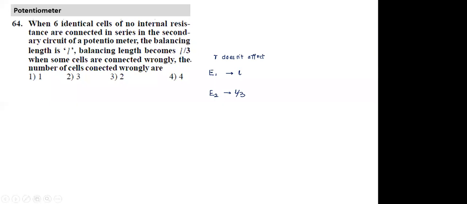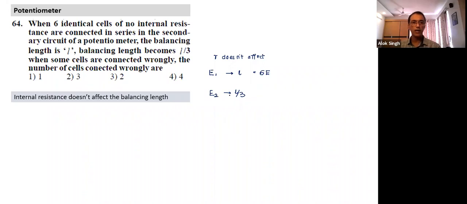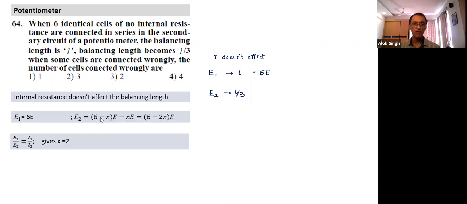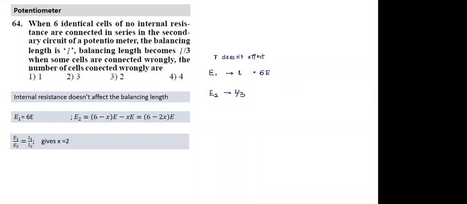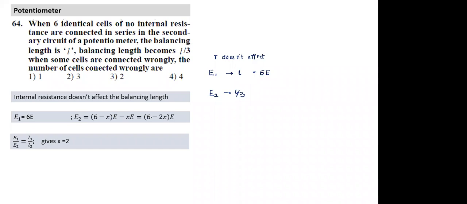There are 6 cells, we can replace them with an equivalent battery. Each one has EMF E, so the equivalent is 6E. If some cells are connected wrongly, internal resistance, the first point, does not affect the balancing length. Now E1 by E2: E1 is equal to 6E. What is E2? If I reverse X of them, how many are in the right polarity? 6 minus X, into E, minus X into E. It becomes 6 minus 2X into E.